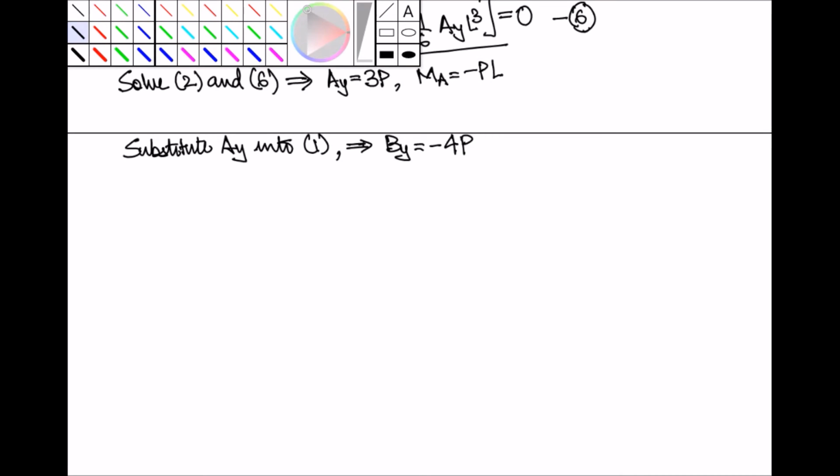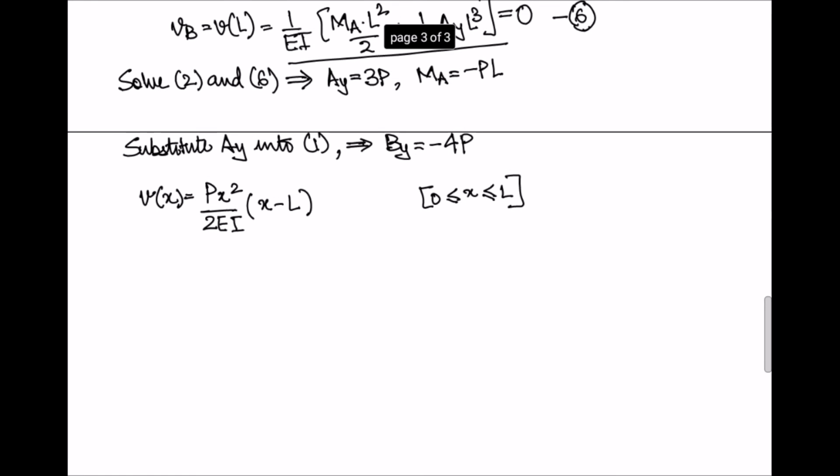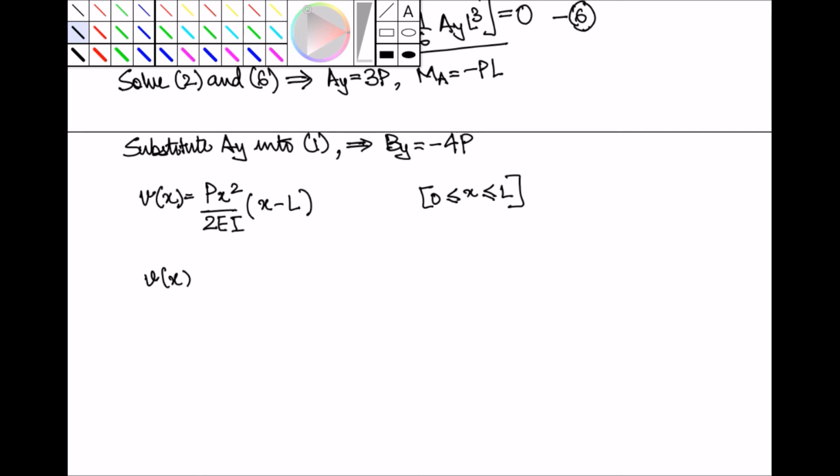Once we substitute the value of the unknowns into the equation for v of x, we are going to have v of x equals Px squared divided by 2EI times (x minus L). Now this is valid only for 0 less than or equal to x less than or equal to L. We are left to find out what the deflection v of x is for the other segment. So for L less than x less than 3L, we are going to want to find out what the moment equation is.